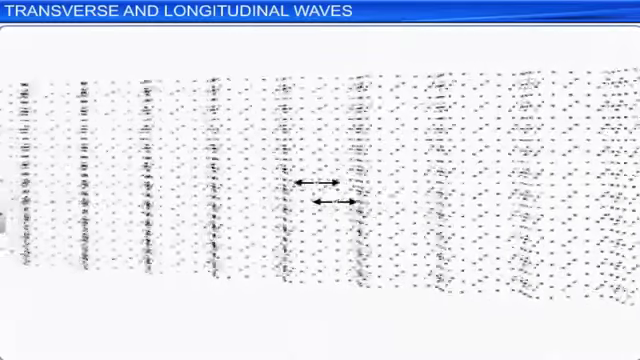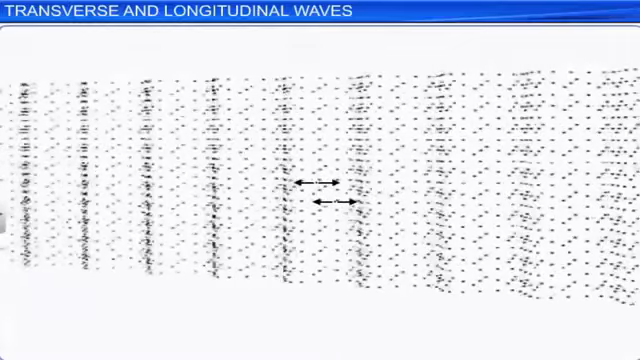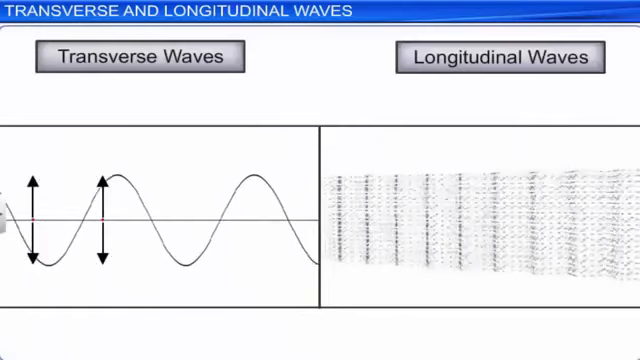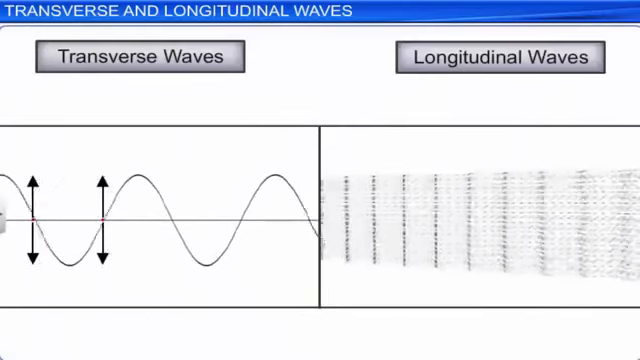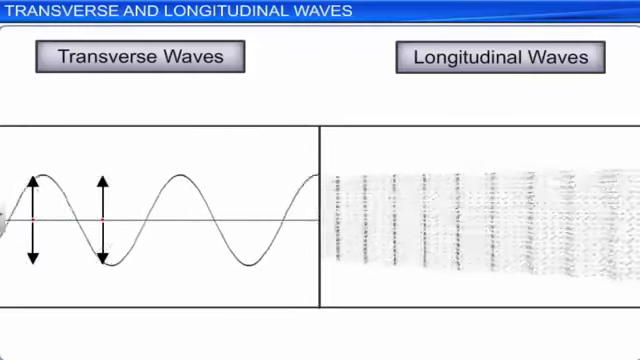In a longitudinal wave, the particles of the medium vibrate in a direction parallel to the direction of the propagation of the wave. In both waves, it is only the disturbance that propagates and not the particles of the medium. The particles of the medium only vibrate about their mean positions.